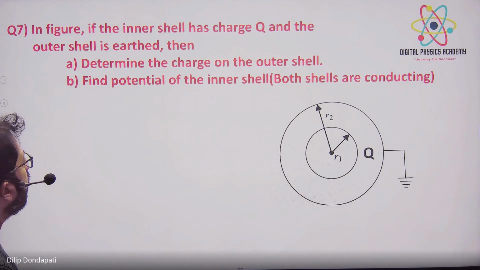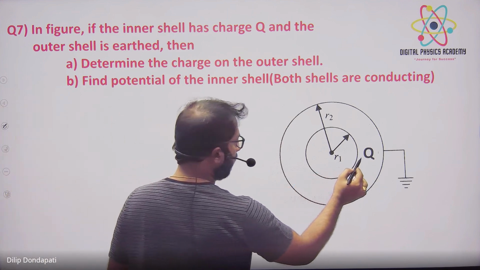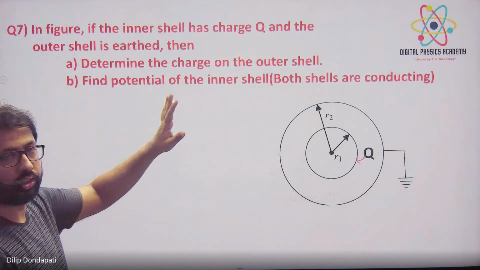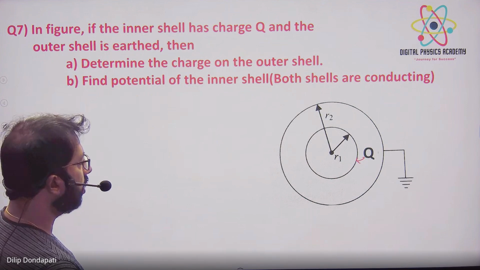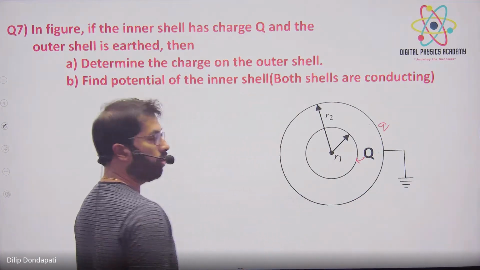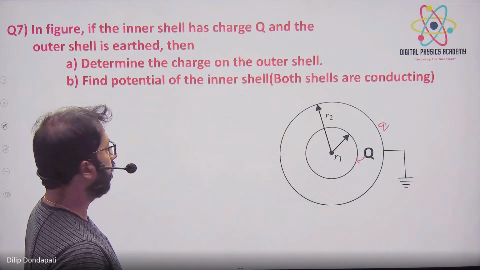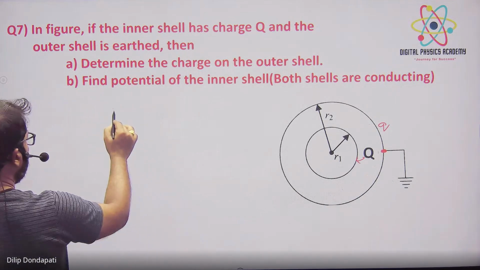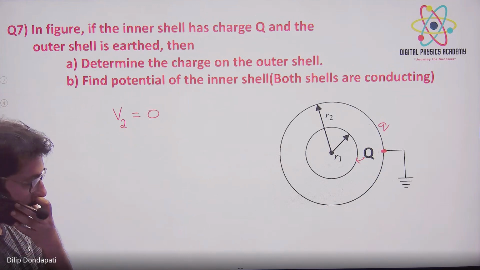If the inner shell has charge Q and the outer shell is earthed, so inner shell पे charge है and outer shell is earthed, then determine the charge on the outer shell. इसमें समझ में आएगा charge will be there or not. मान लो the charge is small q on the outer shell. तो small q find करेंगे. Okay, which concept will we use? Potential on the second surface is 0. Right, total potential on the second surface is 0. Now equate करो and find the charge.